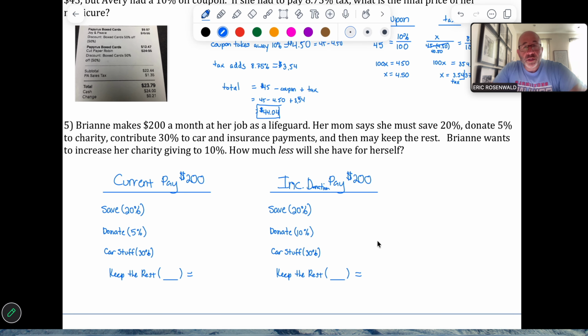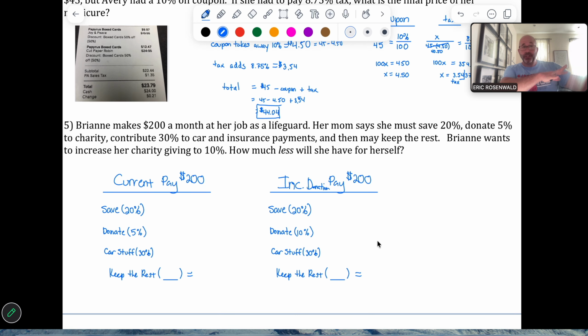Brianna makes $200 a month at her job as a lifeguard. Her mom says she wants to take 20% and save it. She's going to donate 5% to charity. She's going to contribute 30% to car insurance, and then she gets to keep the rest. Okay? So there's a difference between saving and keeping.